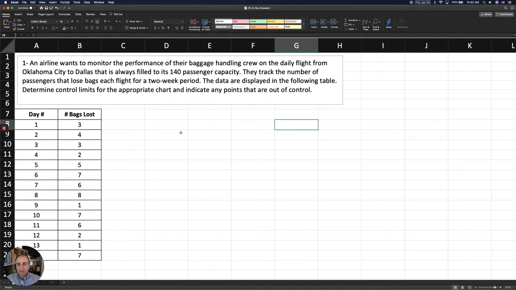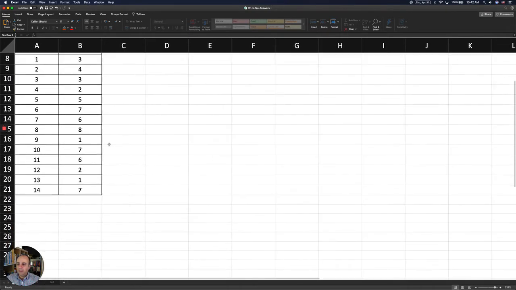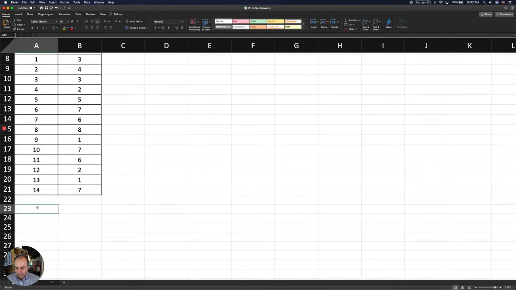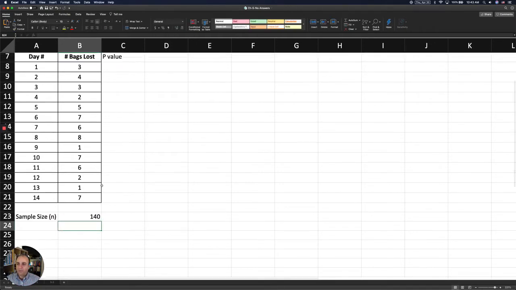We want to calculate the p-value, the proportion or percentage of defects, and then see if this percentage is in control. So the first thing that I need to do is to calculate a p-value for each of these days. Remember, we know that our n, our sample size, is 140 because we have 140 passengers and it's filled to its capacity. So I take a note of that here. I say that sample size, or n, is 140.